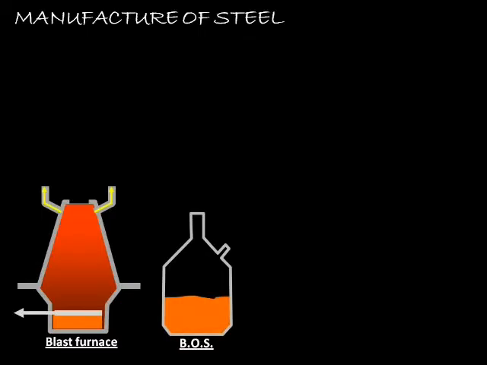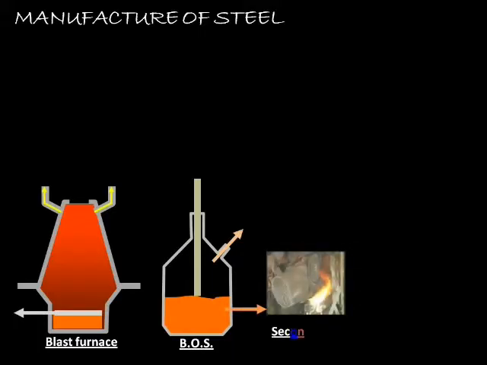Here the molten iron is transferred to the BOS container, where a lance is used to blow pure oxygen into the molten iron. In doing so, oxides are formed with the carbon, sulfur and phosphorus. These oxides escape as gases. The molten iron is now refined and progressed to secondary steelmaking.